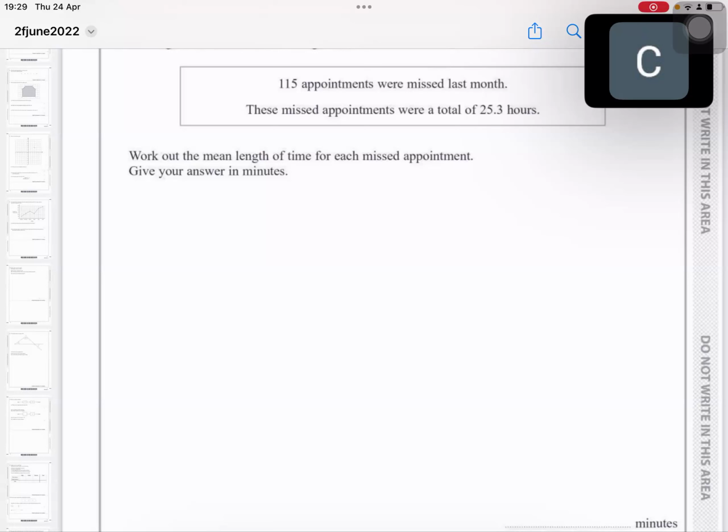Okay. So that's the answer. And they didn't say we should make it a whole number, right? No, it just says give it to a minute. That's all it says.